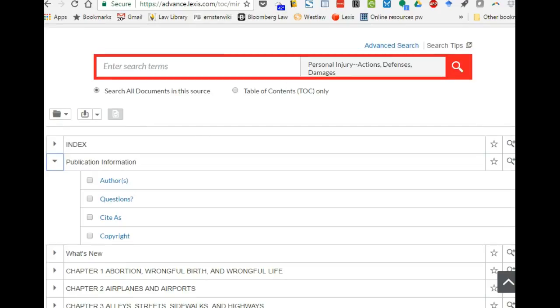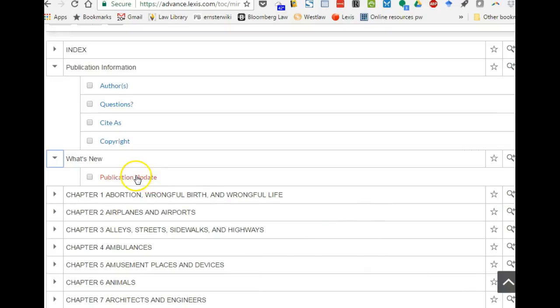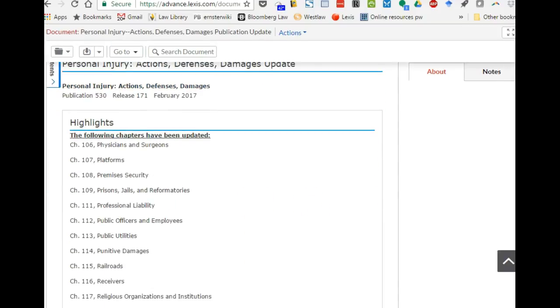So here, again, online, just as a reminder, we can take a look at the publication information and see how up-to-date this is. We can also take a look at the What's New, which, again, gives you a sense of what makes a loose leaf a little bit different. And this publication update tells us the latest chapters as of February 2017, right? Pretty up-to-date. So here's the highlights of the latest update. Now, there's no typical reason why you'd really want to look at this. I'm just showing you this as an illustration of how loose leaves work.